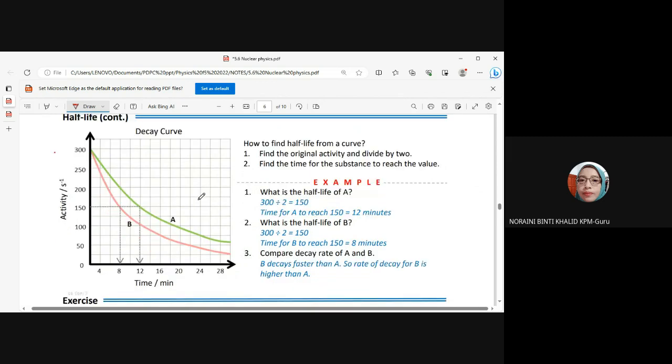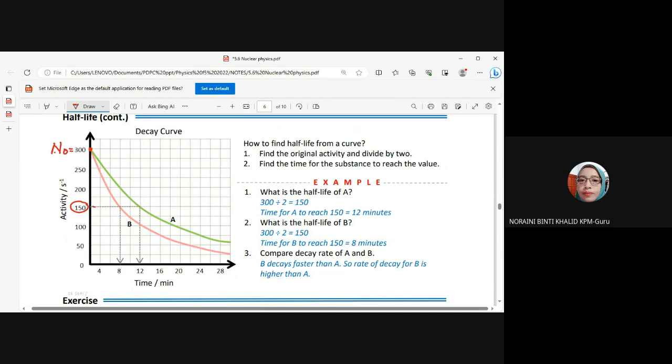Look at this, it is called a decay curve. The y-axis is activity. The x-axis is time, sometimes given in minutes, seconds, hours, years, depending. In the graph you can look at here, when time is 0, this is N0, the initial activity. N0 is 300, reduced to half, meaning 150.